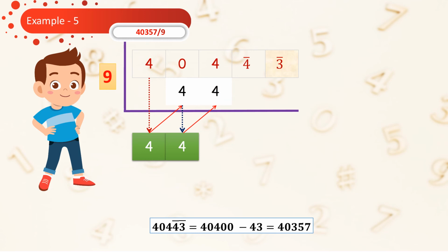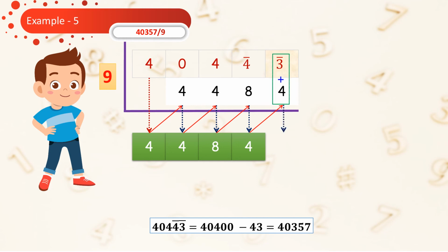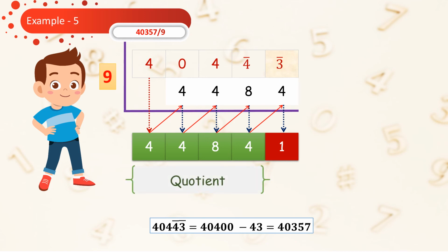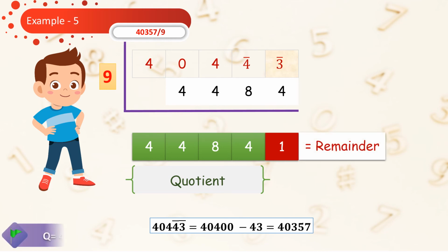take this 4, write it down the number below the number 4 again, 4 plus 4 gives 8, take the 8, if you add 8 to the bar 4, you get 4, finally take the 4, if you add the 4 to bar 3, you get 1. So this time you don't have a chain of divisions that needs to be done. You have got your final answer in one line. So the final answer here, the quotient is 4484 and the remainder is 1.